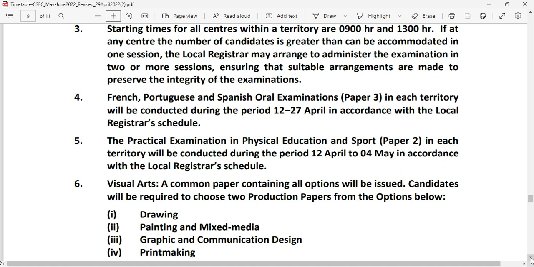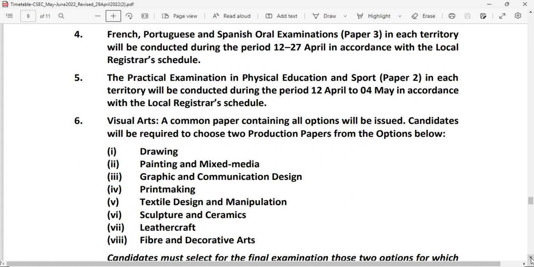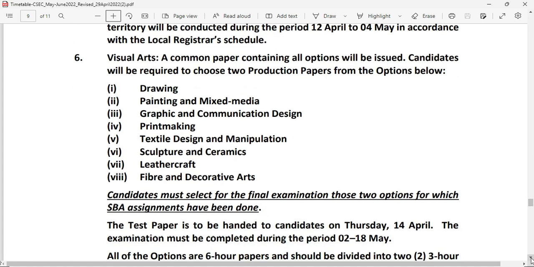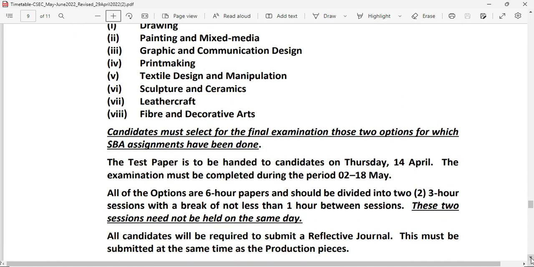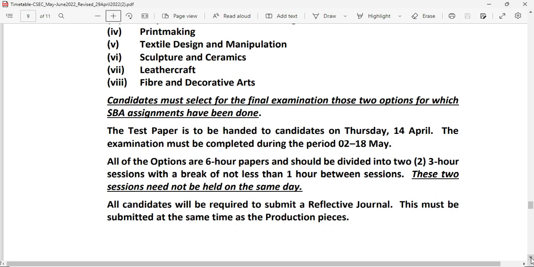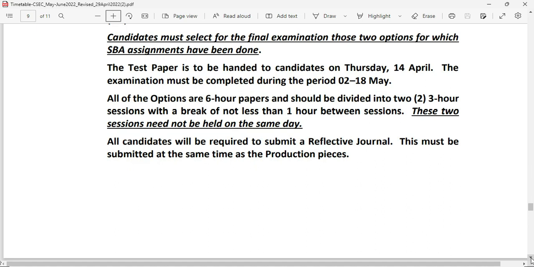Starting time for all exams is 9 in the morning and 1 in the afternoon. Remember, at any time you can stop the video to read the part of a paper that is of interest to you.